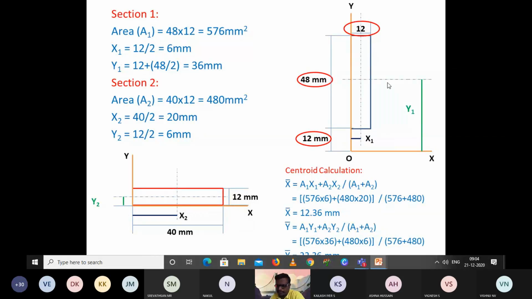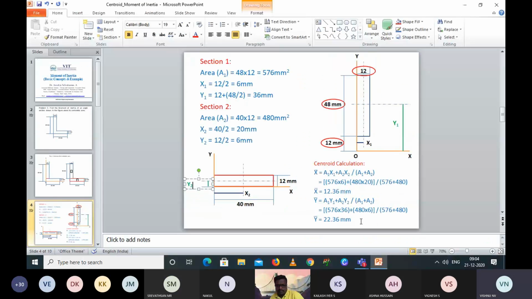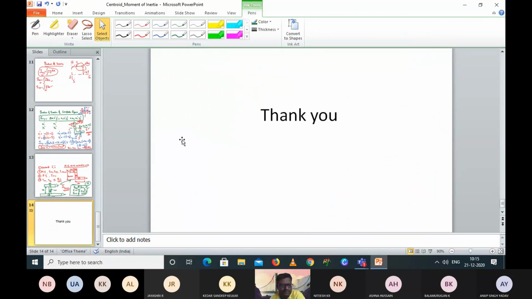12.36. Is it correct? Yes, sir. Similarly, y bar, calculating with A1 y1 and A2 y2. You got 22.36. Okay, hope you got it now. How much did you get for y bar? 22.36. Okay.